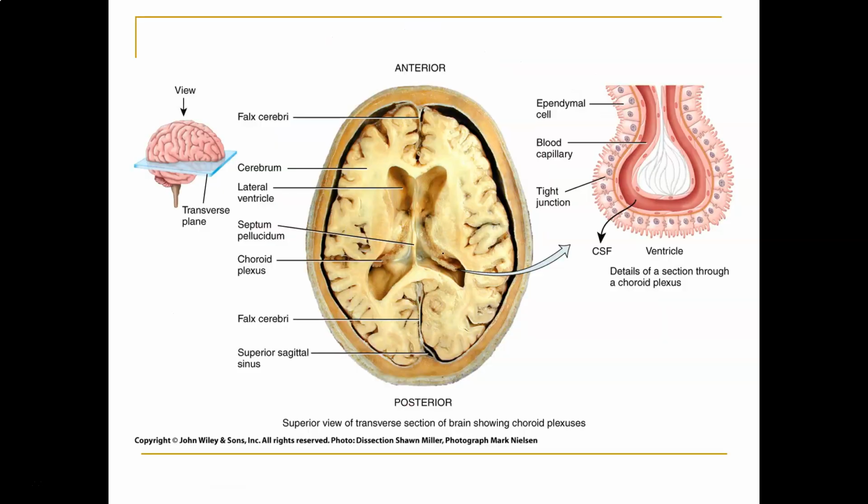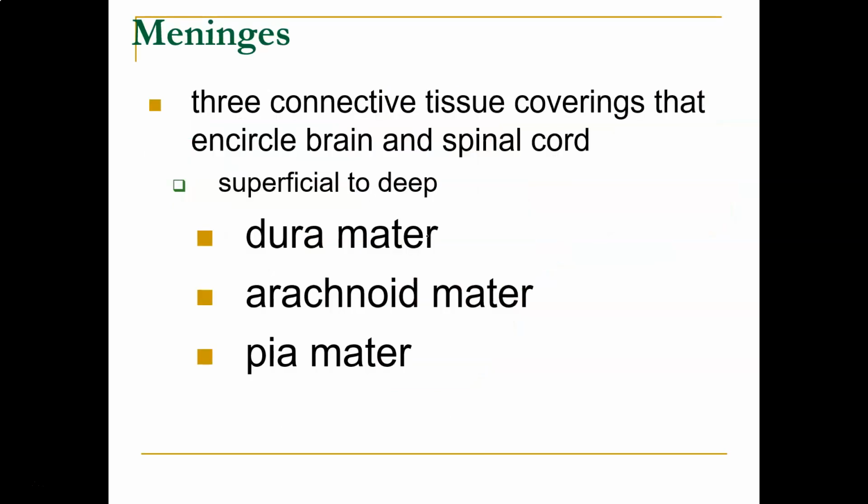Here's a transverse section of the brain showing the two lateral ventricles. And notice they are separated by this septum pellucidum, which means clear. The septum is very thin. Look how thin that is. That separates the two lateral ventricles. Okay, and then also I wanted to mention the connective tissue coverings of the brain called the meninges. Going from the superficial to deep, they're called the dura mater, arachnoid, and the pia mater.